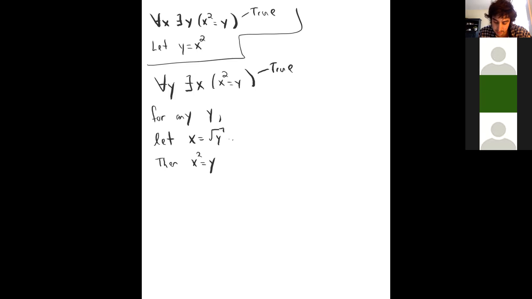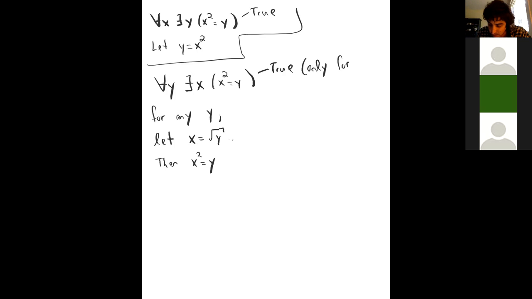Ooh, what if y is negative? That's a very good point. Does this question say if they're negative or positive? It says all real numbers, I think. So, nice, good catch. So this is wrong. This is true. False. Nicely done.